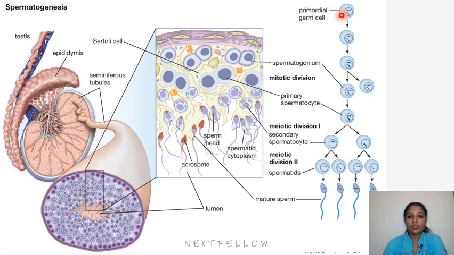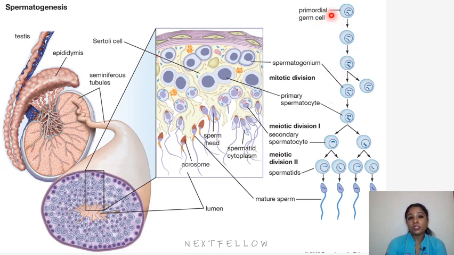So here we can see the stages of spermatogenesis. The primordial germ cells remain dormant in the seminiferous tubules of the testis until puberty. They don't undergo any division; they are just in the form of PGCs until they reach puberty. At puberty, they undergo a series of divisions to form spermatogonia, which is called spermatogenesis.